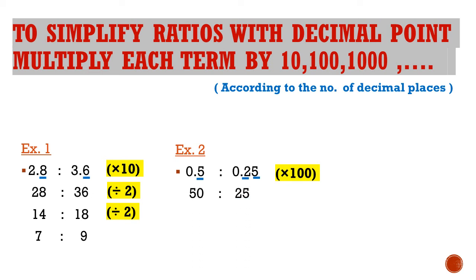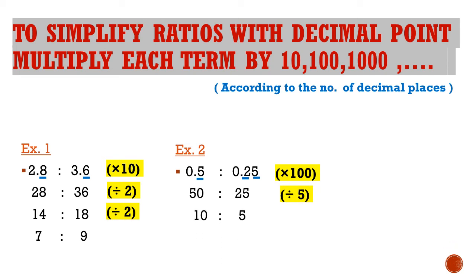0.5 times 100 equals 50. 0.25 times 100 equals 25. Now we have whole numbers. We start to simplify the ratio. The first number, its unit is 0, and the second number, its unit is 5. Then we divide both of them by 5.